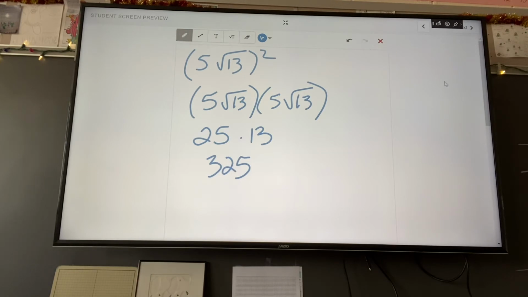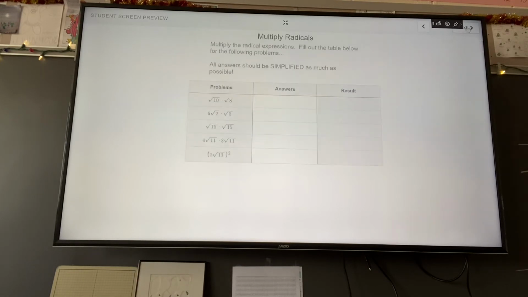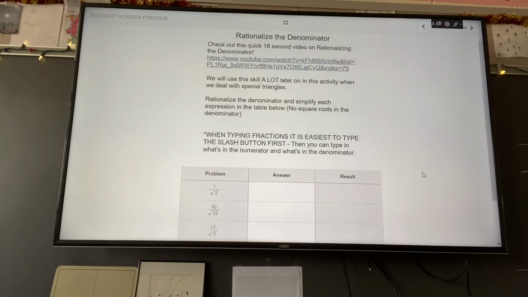Excelente. Vamos a ver a la próxima página, por favor. Rationalizing the denominator.